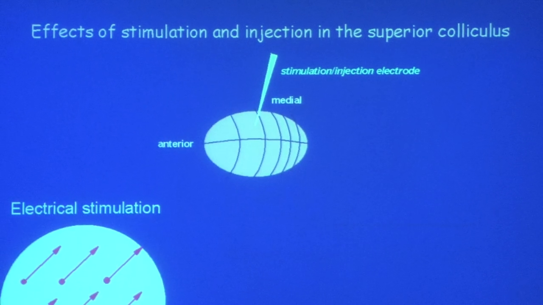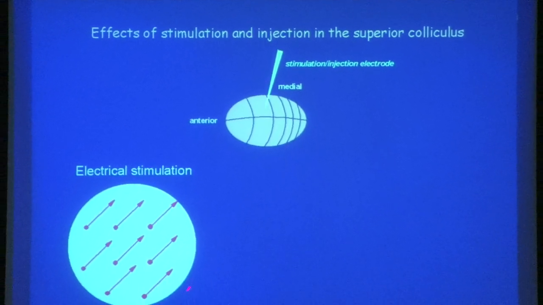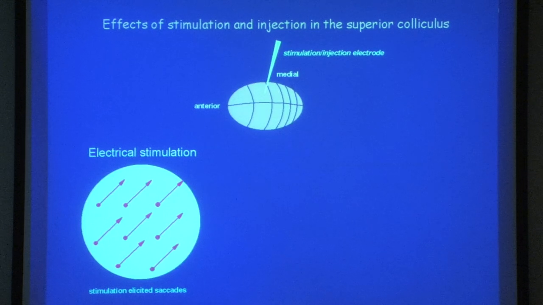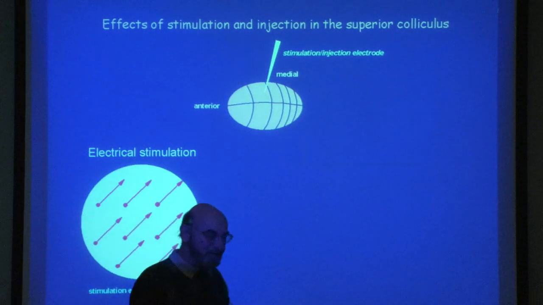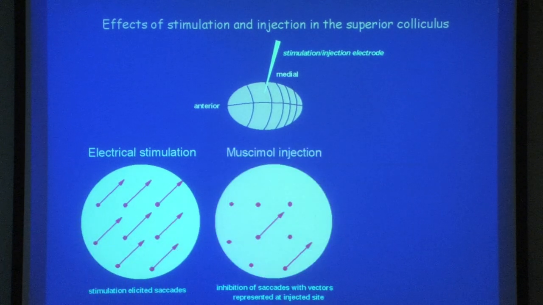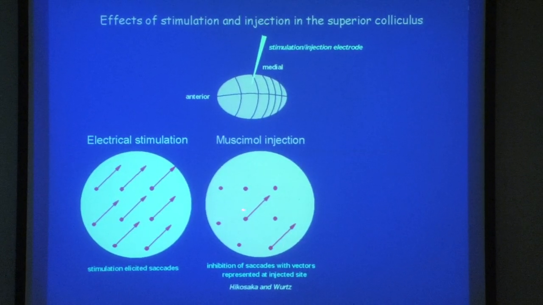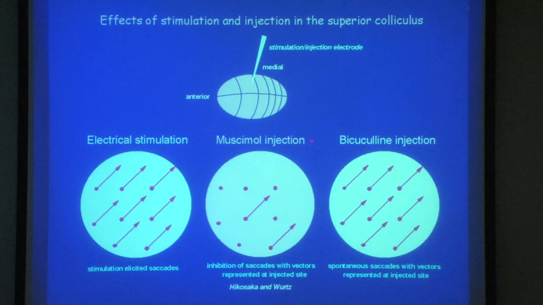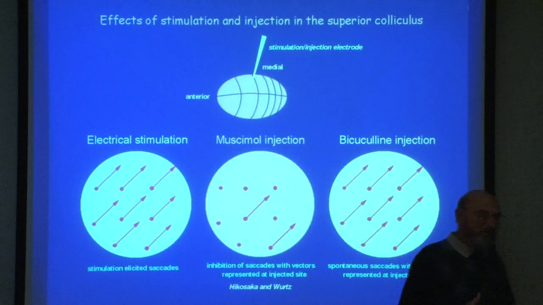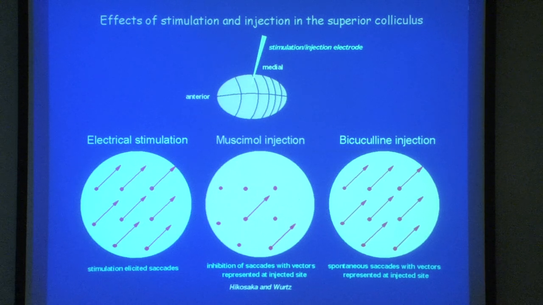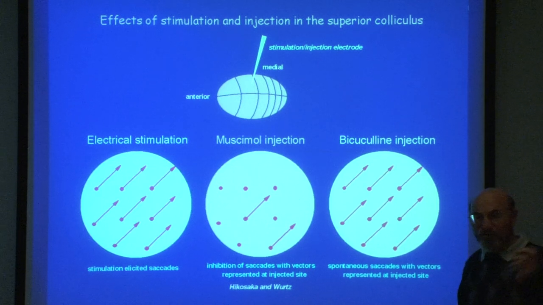If you electrically stimulate, just like I had shown you before, you get a constant vector saccade. No matter where the eye starts, you get the same vector. Now, the question is, what happens to the spontaneous eye movements of the monkey when you first inject muscimol, which is an agent that mimics GABA, meaning it increases inhibition. And what happens is that the monkey hardly ever makes a saccade with the vectors represented by the area that has been injected. By contrast, if you inject bicuculline, the monkey keeps making saccades with that vector, even when there's nothing out there. Like the release of the area from inhibition, and the signal is sent down to the brainstem: move your eye, move your eye, move your eye.